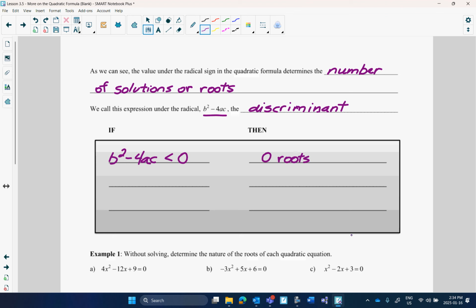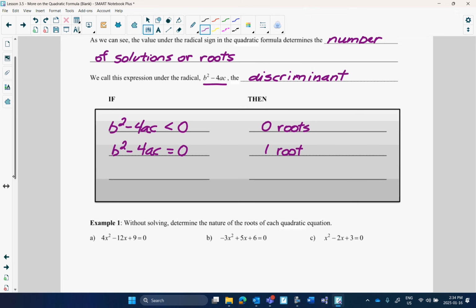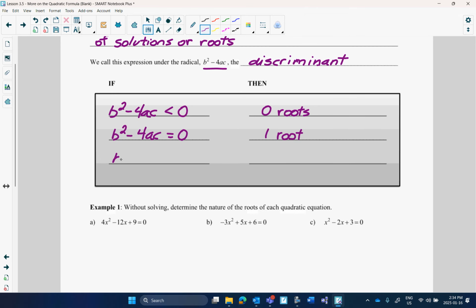If the discriminant worked out to exactly 0, how many solutions? 1. If it worked out to some number greater than 0, there would be 2.